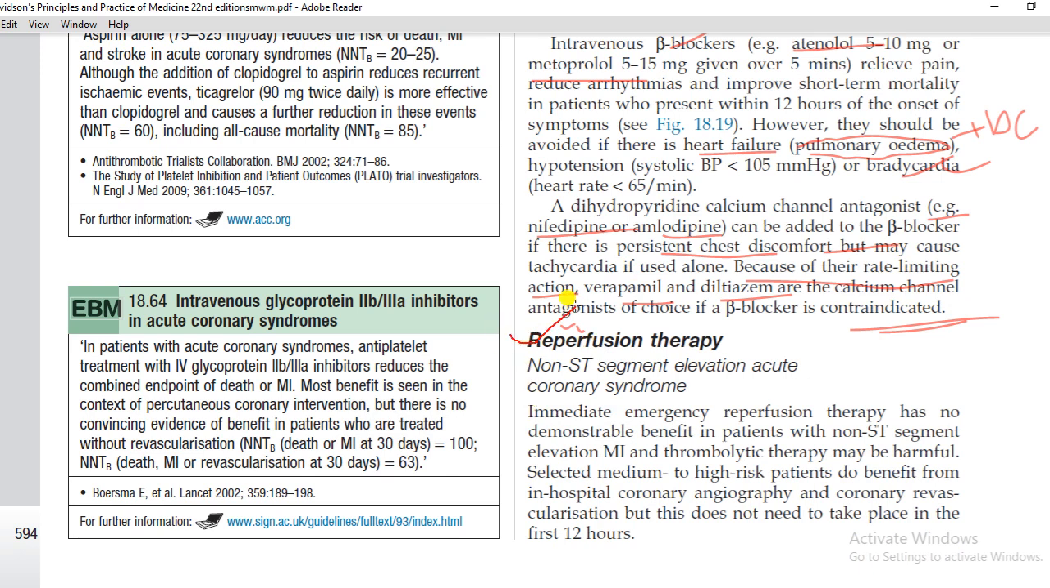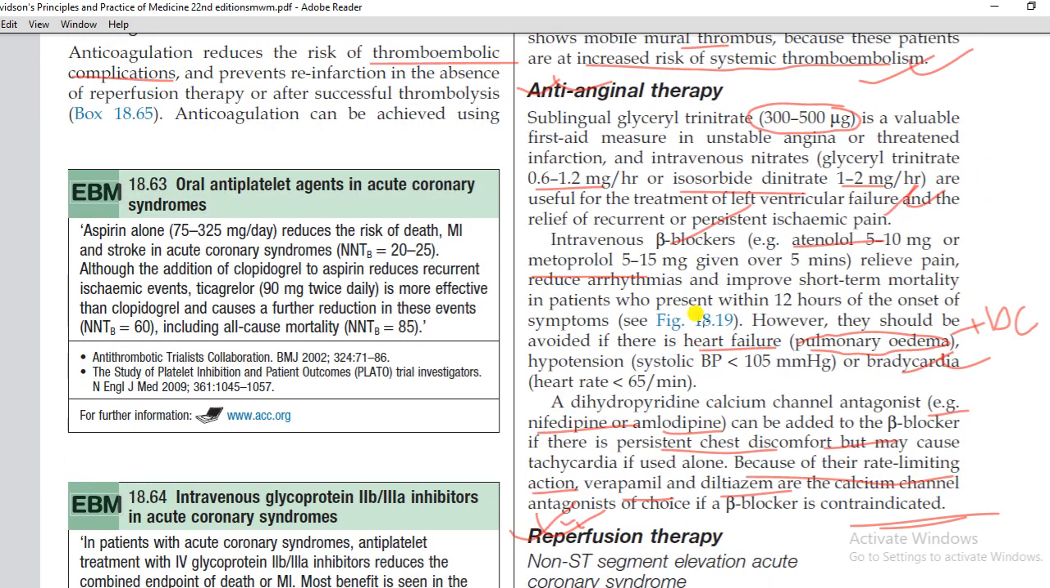So let's talk about the reperfusion therapy. What is reperfusion therapy? Okay, let's revise this first. Glyceryl trinitrate could be given sublingually 300 to 500 microgram, or it could be given intravenously 0.6 to 1.2 milligram per hour, or isosorbide dinitrate could be given 1 to 2 milligram per hour by the intravenous route. These are useful in treatment of left ventricular failure, and in the relief of recurrent persistent ischemic pain.